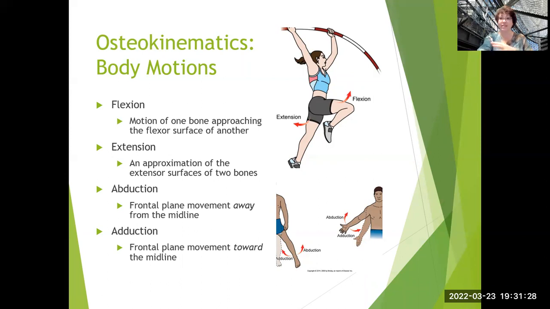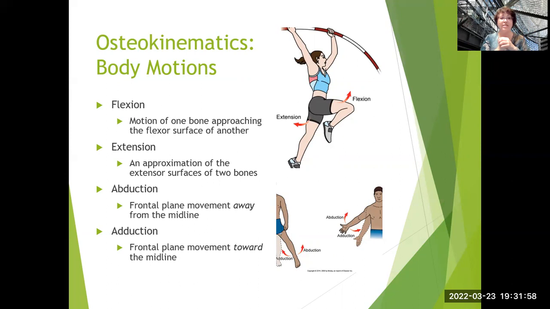So when you look at the arm, when you flex your elbow, the flexor surface of the forearm moves against the flexor surface of the upper arm. That's flexion. When you extend, the extensor surfaces are getting close to each other. So approximation means getting closer to each other. Traction means getting farther from each other when it comes to joints and bones.